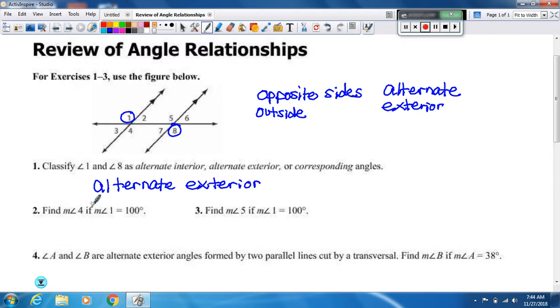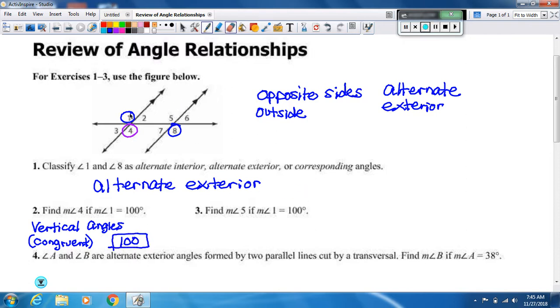Okay, find the measure of angle 4 if the measure of angle 1 equals 100. So now we're talking about 4 and 1. Well, 4 and 1 are vertical angles. Vertical angles are congruent. So if one of them equals 100, the other one equals 100.